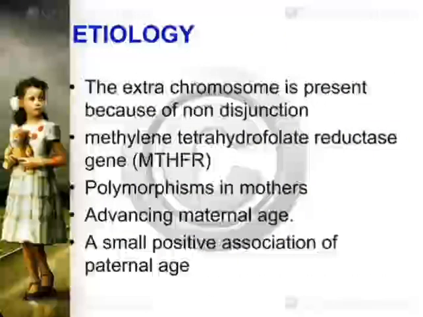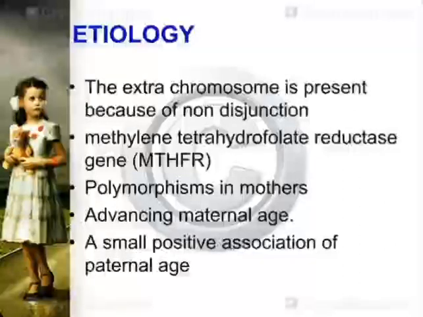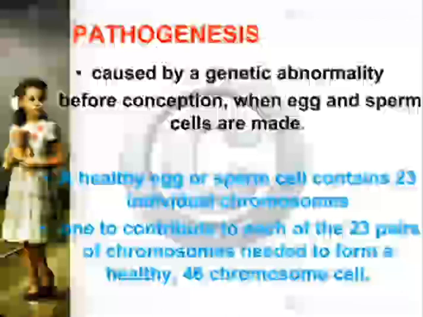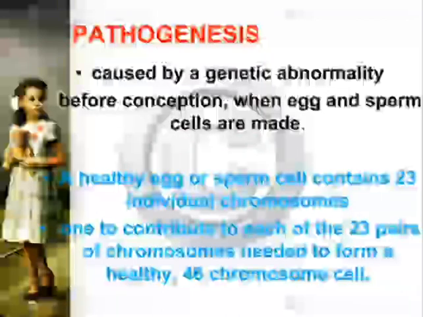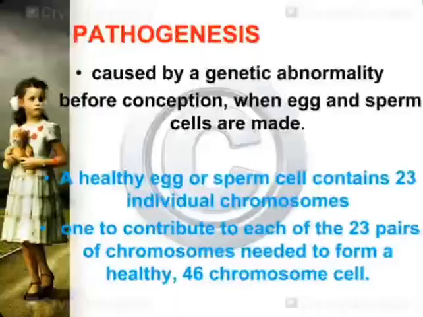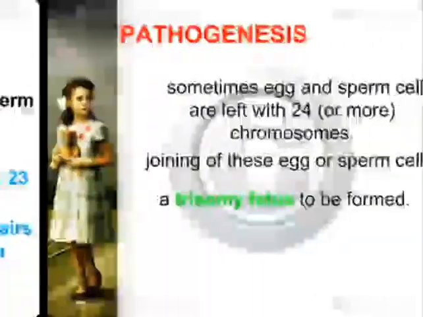Etiology: the extra chromosome is present because of non-disjunction. Methylene tetrahydrofolate reductase gene polymorphism in the mother. Advancing maternal age. A small positive association with paternal age. Speaking about the pathogenesis, this is caused by a genetic abnormality before conception, when egg and sperm cells are made. A healthy egg or sperm cell contains 23 individual chromosomes, one to contribute to each of the 23 pairs of chromosomes needed to form healthy 46-chromosome cells.